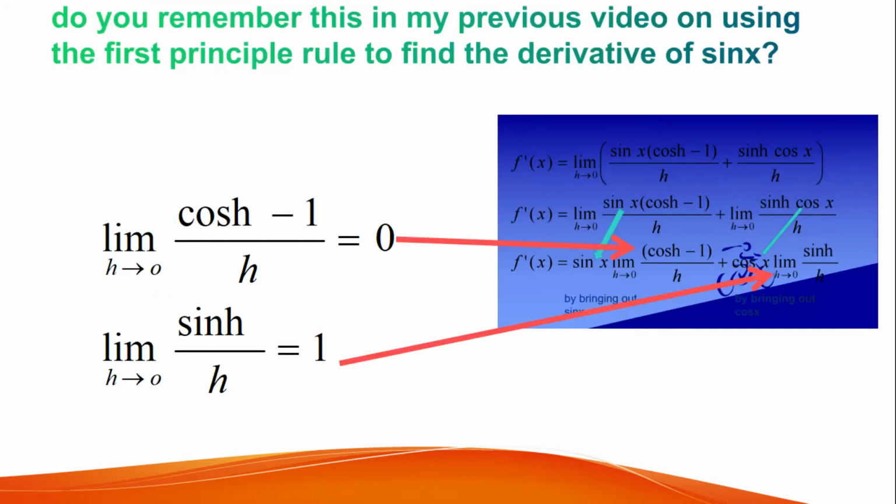Do you remember this in my previous video on using the first principle rule to find the derivative of sine x? The limit as h goes to 0 of (cos h minus 1) over h is 0. The limit as h goes to 0 of sine h over h is 1. Here you can use L'Hopital's rule to prove whether the limit as h goes to 0 of (cos h minus 1) all over h is 0, and the limit as h goes to 0 of sine h over h is also 1, since these are indeterminate limits.